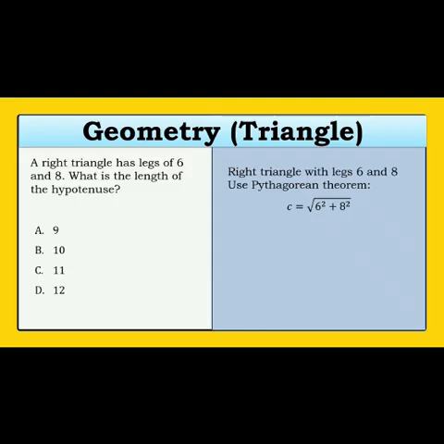So, we are going to plug in the values into the formula. So, C is equal to the square root of 6 squared plus 8 squared. Then, let's simplify. 6 squared is equal to 36 and 8 squared is equal to 64. And let's add. So, we have here the square root of 100 and the square root of 100 is equal to 10. Therefore, the length of the hypotenuse is equal to 10. And our answer is letter B.